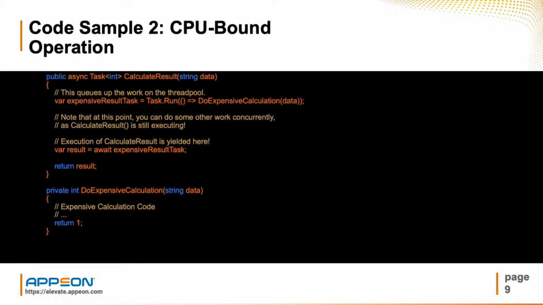So in this code example, the Task.Run method queues up the work in the thread pool, as you can see right here on the second line of code. Note that at this point you can do some other work concurrently. For example, as CalculateResult is still executing, you can do any other processing. And then execution of CalculateResult is yielded at the await event method.